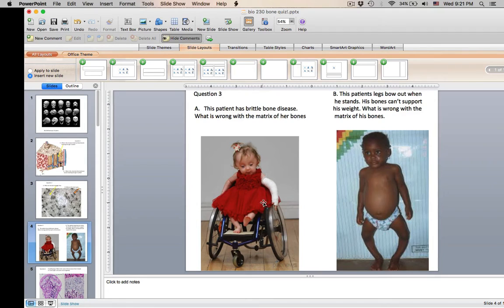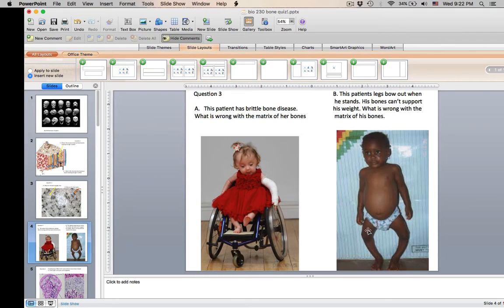So this little girl, I told you she has multiple fractures. Her bones are easily fractured. What could be wrong with her bony matrix? This is brittle bone disease. Brittle bones. What's lacking in her matrix? Collagen fibers. Her bones are brittle. It's a genetic condition where they can't manufacture the collagen protein fibers. The matrix is hard but brittle. Just snaps. The bones snap.